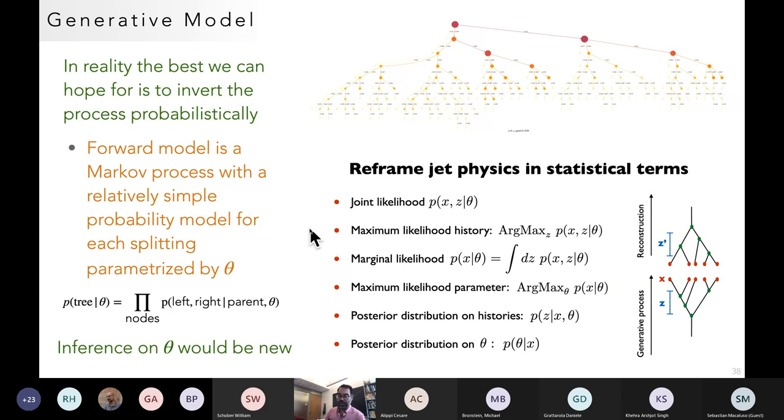I could then think about finding the best possible tree as something like a maximum likelihood approach, where I want to scan through all the possible trees and find the one that maximizes the likelihood.